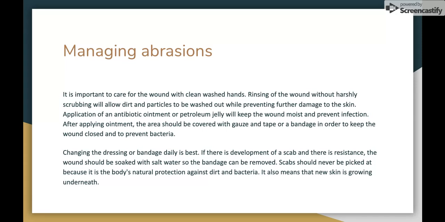So how you would manage an abrasion and how you would treat it. It is important to care for the wound with clean washed hands. Rinsing of the wound without harshly scrubbing will allow the dirt and particles to be washed out while also preventing further damage from aggressively scrubbing. So you don't want to do that.